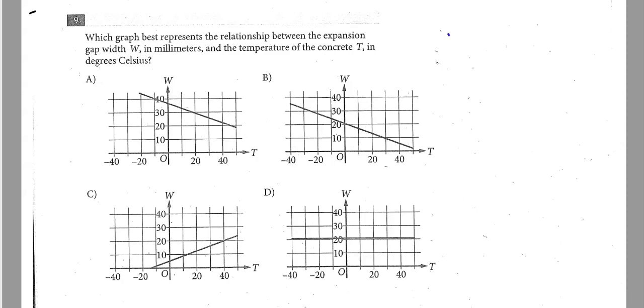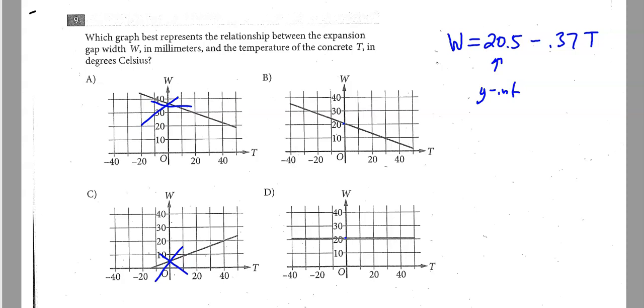So up above we had W equals 20.5 minus 0.37T. So our y-intercept is right here. If T is 0, we're going to have a W of 20.5. So I see that here. I don't see it on this one. I don't see it in the right place on this one. This one I see it, but man, that line's pretty flat.